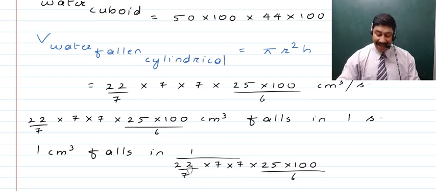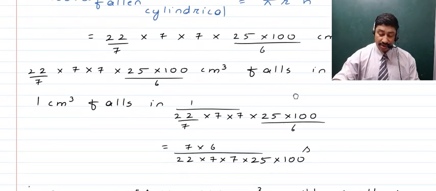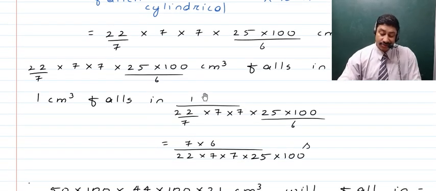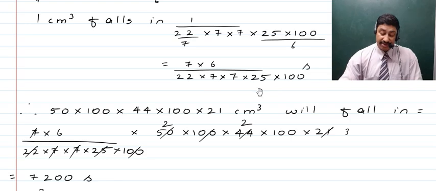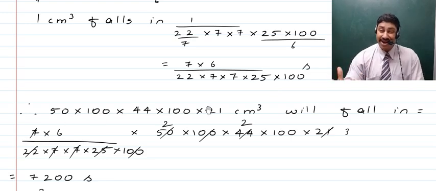Now children, as the denominators on reciprocation will go over to the numerator, so we have 7 into 6 in the numerator, and in the denominator all of these terms get copied. That is 22 into 7 into 7 into 25 into 100. Now further here, this many seconds is going to be required, which obviously is fractional. Now further, you require it for the cuboidal shaped water which has got accumulated in the cuboid pond.